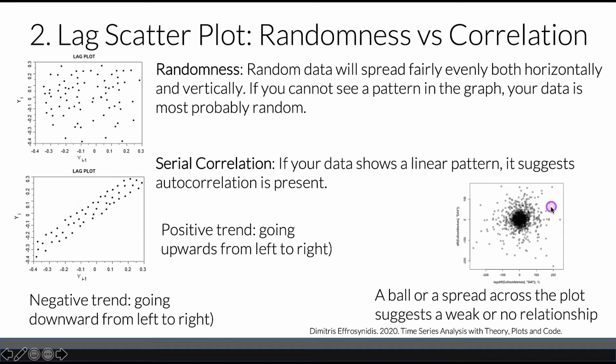Now, if you find data that looks like a ball in the middle, it suggests a weak or no relationship. Also, look at how tight the points are together in your linear pattern. The tighter the data is clustered around the diagonal, the more autocorrelation is present. And perfectly autocorrelated data will cluster in a single diagonal line.